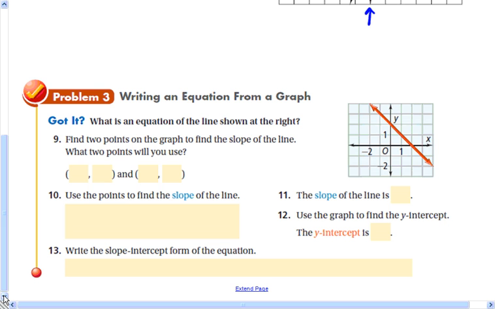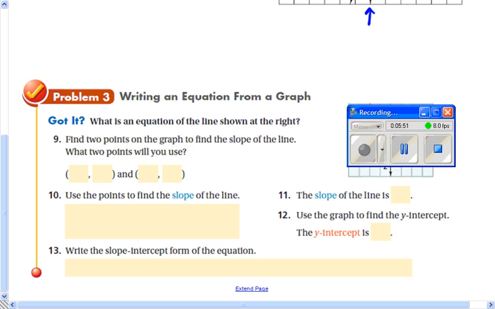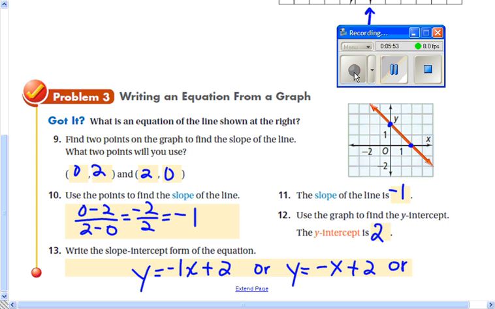Go ahead and try this problem, pause it, and you can check back for the answers. All right, we'll continue on the lesson. Here are your answers. You did it correctly. I may have chosen different points, but those are the ones I chose.